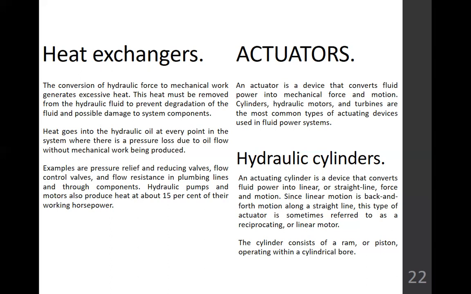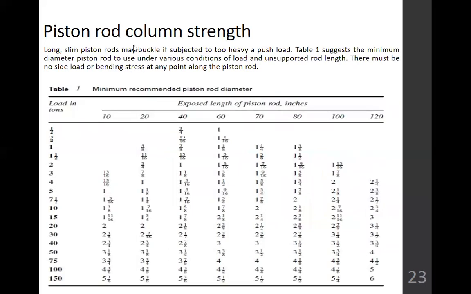The cylinder consists of a ram or piston operating within a cylindrical bore. So ito yung piston rod, column length, strength. So ano yung, siyempre yung cylinder mo, merong rod. Ano yung size? A long, slim piston rod may buckle if subjected to heavy push load. So table 1 suggests the minimum diameter piston rod to use under various conditions of load and unsupported rod length. There must be no side load or bending stress at any point along the piston rod.